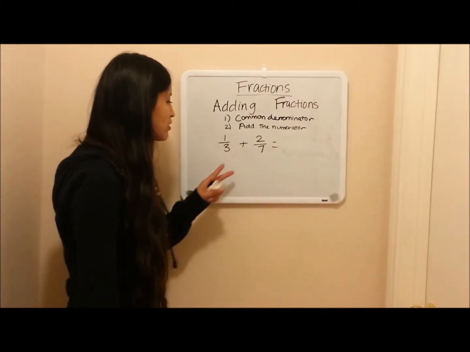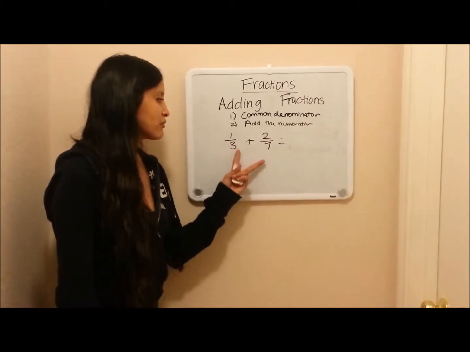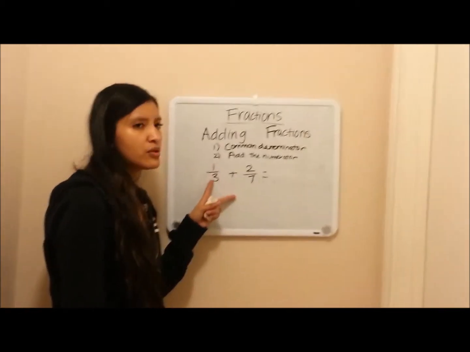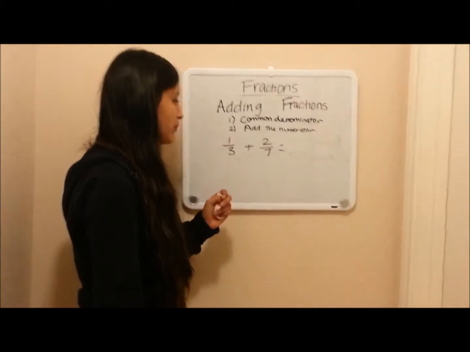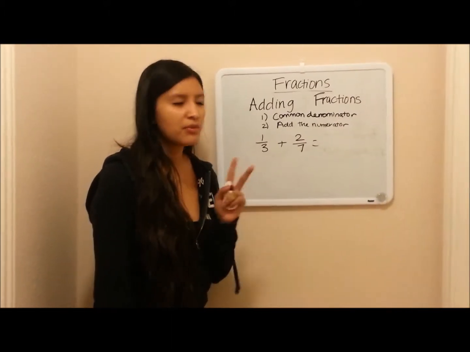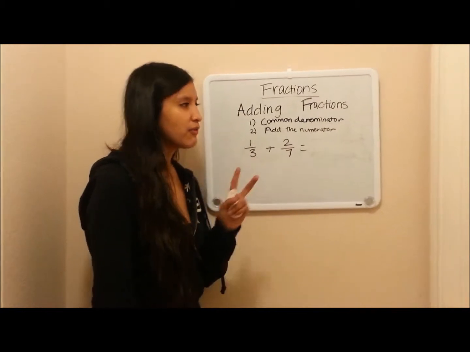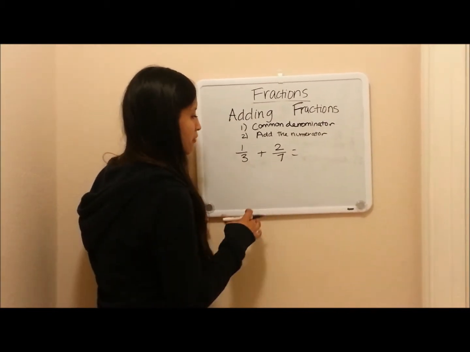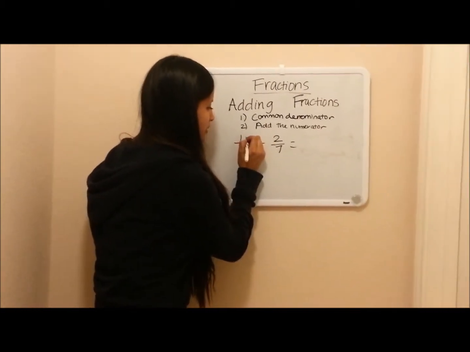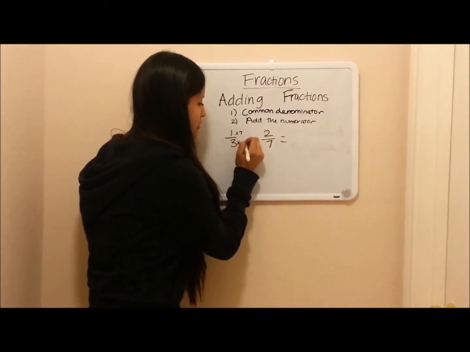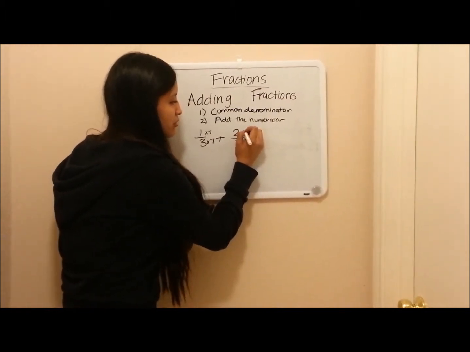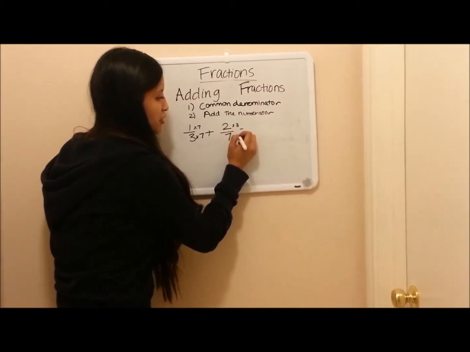Okay, so now we have a problem where it has two different denominators. Well, what we have to do is find the least common multiple between 3 and 7. So you have to find the smallest number that can be divided by 3 and 7 so we can find a common denominator. One of the easiest ways to do this is on this side multiply the numerator by 7 and the denominator times 7. On this side you're going to multiply the numerator by 3 and the denominator by 3.